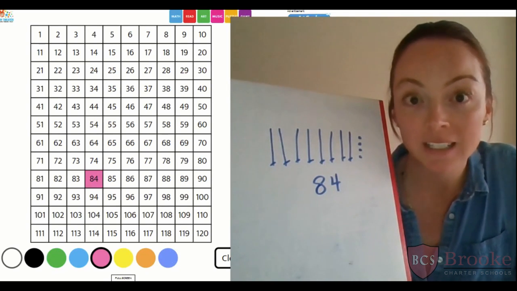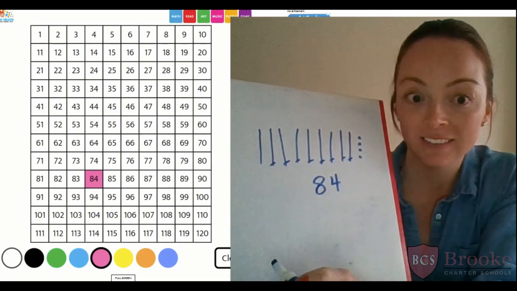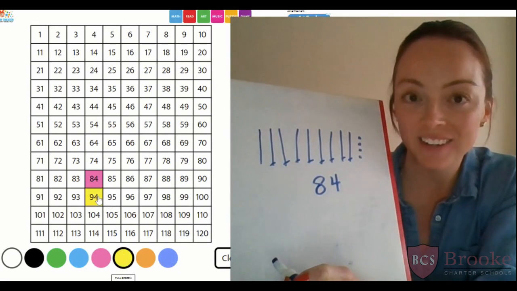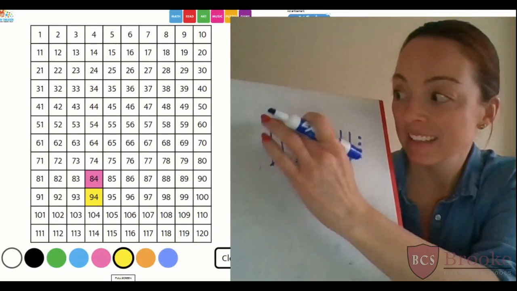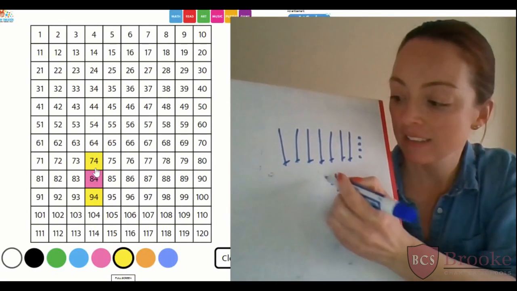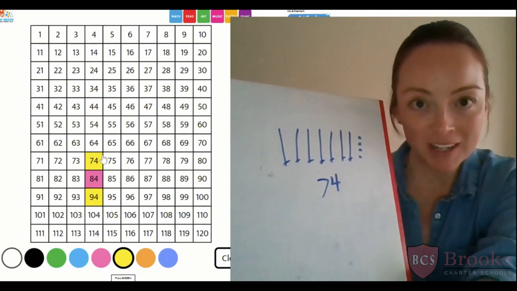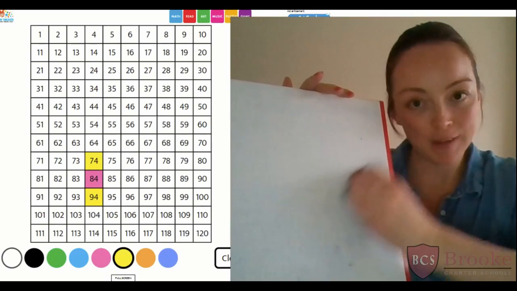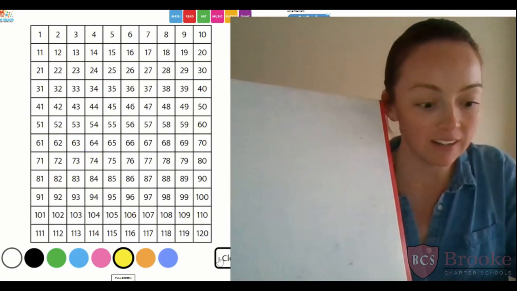I know if I add one 10 stick, instead of 84, it becomes, nice, 94. And if I do the opposite, which is take away a 10 stick, that 84 becomes, of course, 74. Cool. So now I'm going to get out my magic number cards to see if you can quickly figure out plus 10 minus 10. So let me clear and we'll get started.